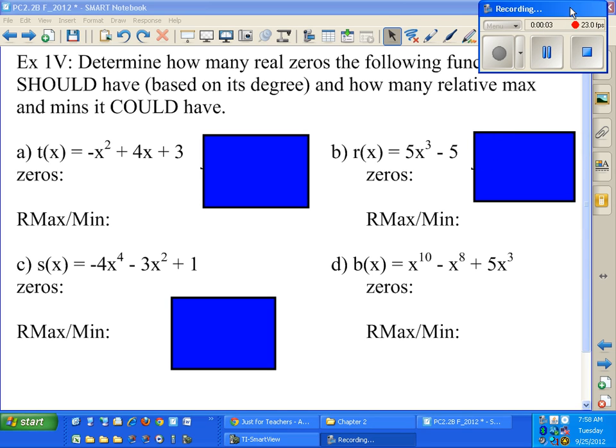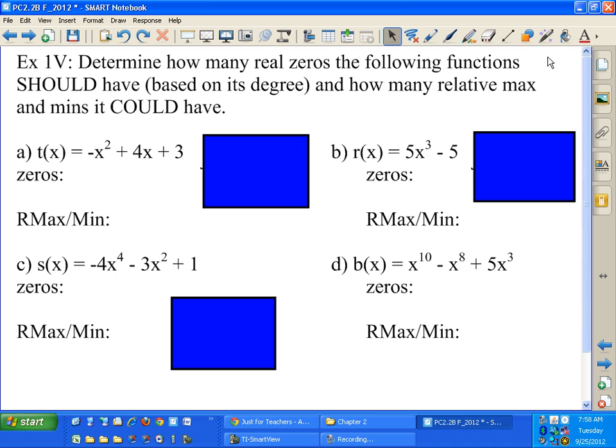In this section we are going to talk about zeros of functions and how they relate to the actual function that we're given. So on the first one it says determine how many real zeros of the following functions should have based on the degree and how many max and mins it could have.